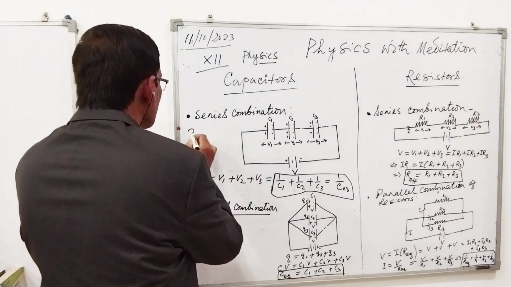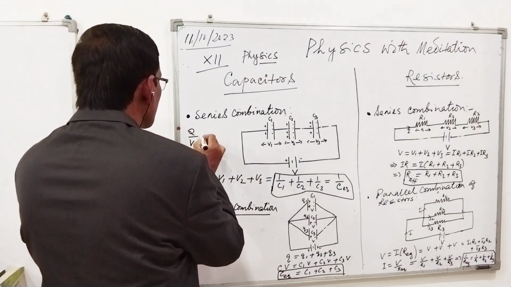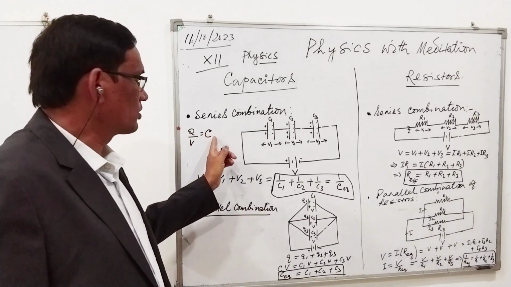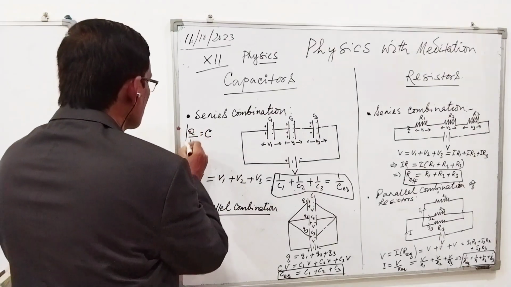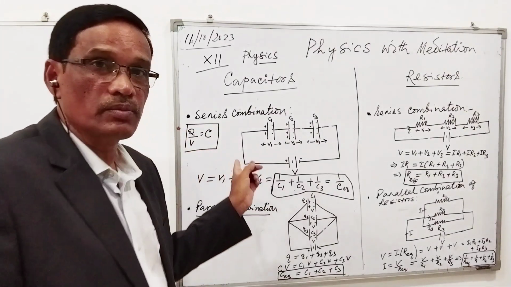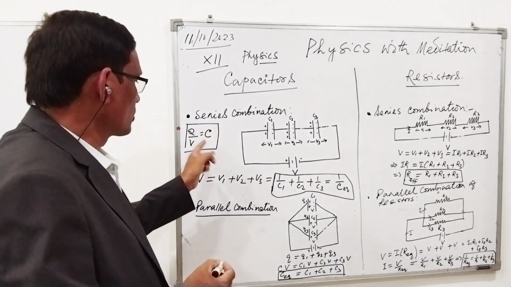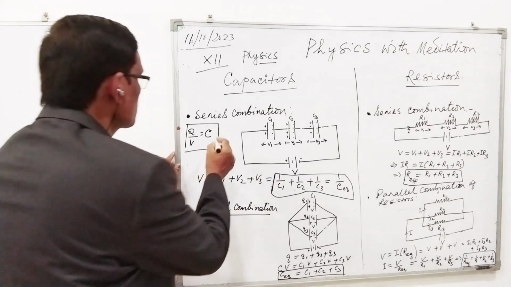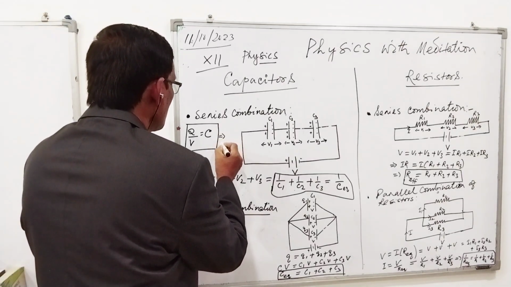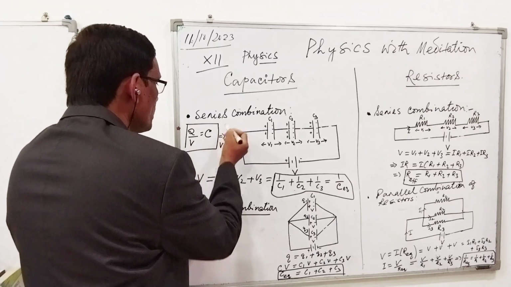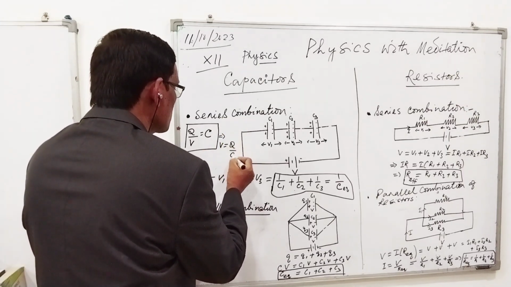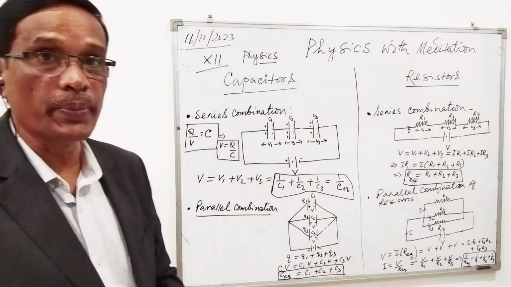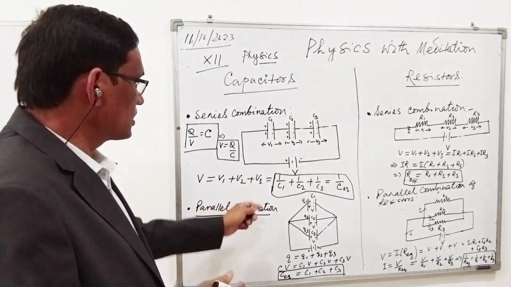The charge per unit potential is your capacitance. This is the basic formula you use for the capacitance. So what is the V concept you are getting here? What is V from here? You will be getting V is Q upon C. So V is Q upon C.